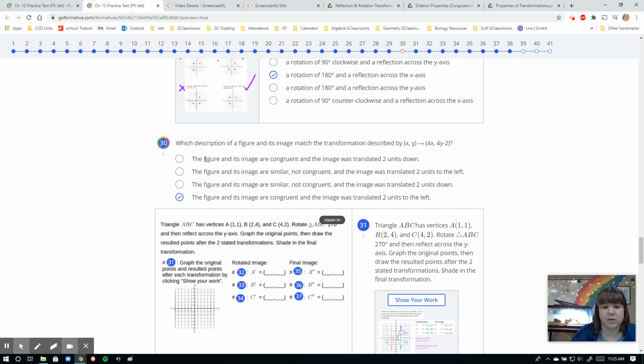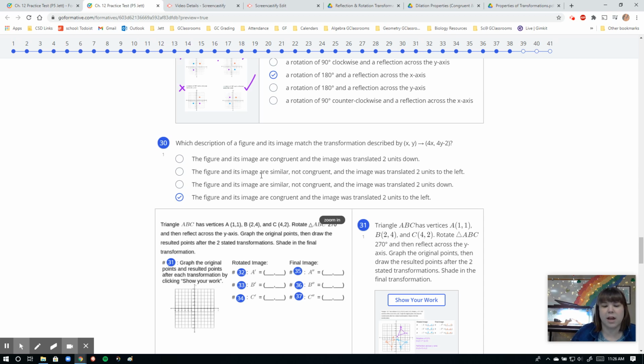So here are the options. We can say the figure and its image are congruent and the image was translated 2 units down. Well, looking at what they give us, it looks like, yes, it was translated 2 units down, but they're not congruent because the same thing doesn't happen to both of them. They don't have the same angle measures. So it's definitely not the first one.